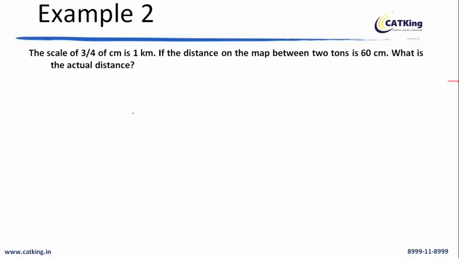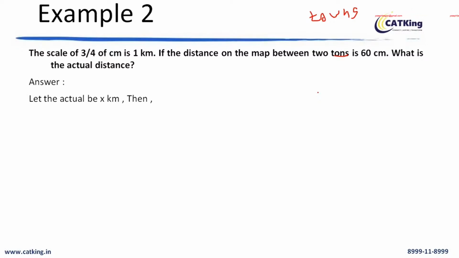Here it is mentioned that the scale of 3/4 of a centimeter is 1 kilometer. If the distance on the map between two towns, this is not tons, this is towns, is 60 centimeters, what is the actual distance? So in a map, 3/4 of a centimeter is basically 1 kilometer in real life. So what will be 60 centimeters in real life?